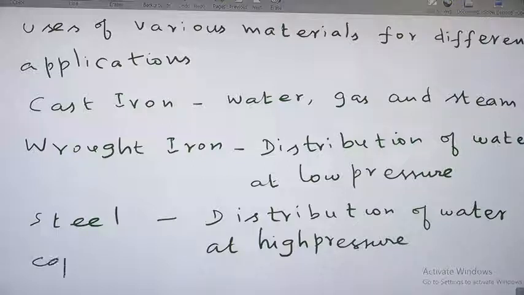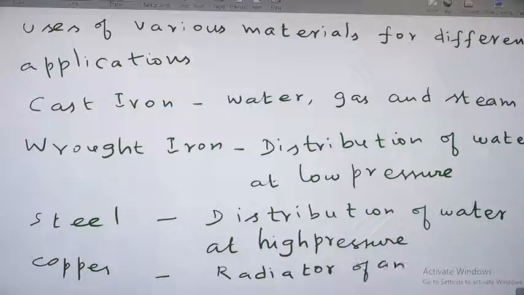Copper is used in radiators of an automobile, where cooling water is used to cool the engine. Radiator of an engine, automobile engine. So these are the applications of various materials used for piping. Cast iron we can use for water, gas, and steam. Wrought iron, we use it for low pressure applications. Steel, we use it for high pressure applications. We can use the steel for water, steam, and gas as well. Copper, for example, is used in radiator of an automobile engine.